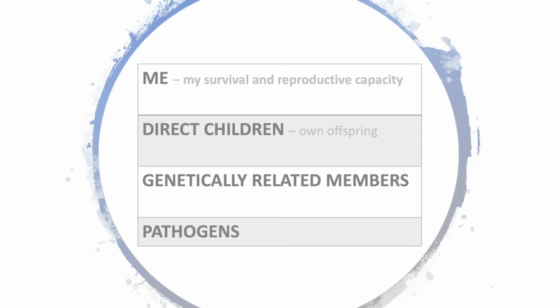So there are four survival and reproductive levels that can be behind the appearance of any disease. That would be, first of all, my own survival and reproductive capacity. We then have my direct children, so my offspring. We then have genetically related members of the family. And the fourth would be pathogens.